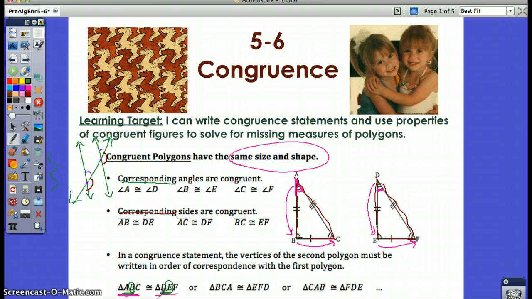Now, you can name a polygon in many different ways. So here's another congruent statement. The order doesn't matter, just that the order of the second polygon matches the first. So here's three examples, and I put a ... because there's other ways you could say that these two triangles are congruent. So I know that was a lot of talking, not a lot of writing, but make sure you understand that.